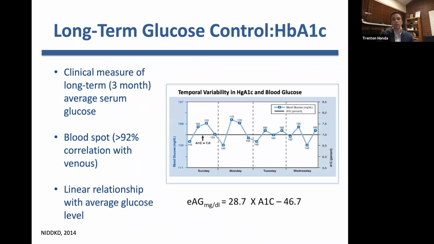We also looked at hemoglobin A1C, which is a clinical measure of long-term average serum glucose. In our study, we had blood spots that were greater than 92% correlated with venous outcomes. And the nice thing about looking at hemoglobin A1C is that while glucose will vary dramatically throughout an individual's day based upon their diet, what they eat, what exercise they have, the hemoglobin A1C has a direct linear relationship with the average glucose level, which allows us to get a better indication of this person's overall glucose homeostasis over time.